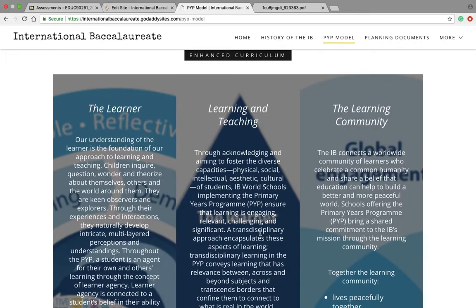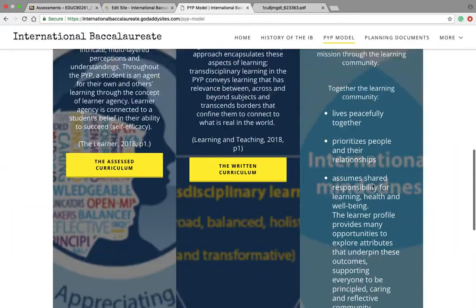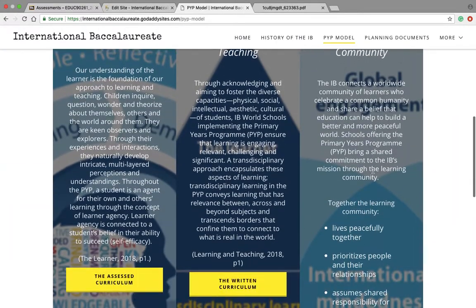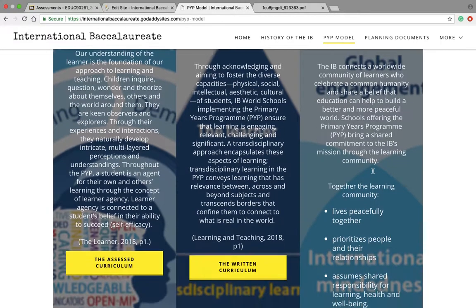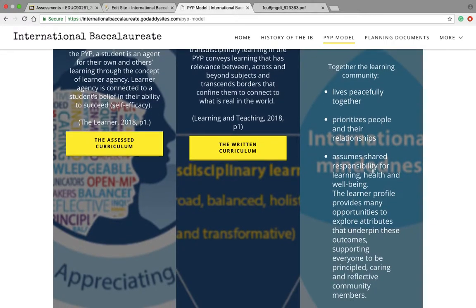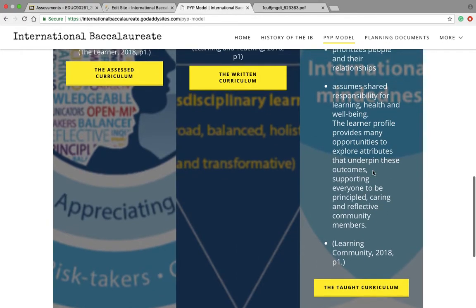And let's move over to the learning community. In the learning community, the IB connects a worldwide community of learners who celebrate a common humanity and a shared belief that education can build a better and more peaceful world. Together the learning community lives peacefully. They assume shared responsibility and they support everyone to be principled, caring and reflective.